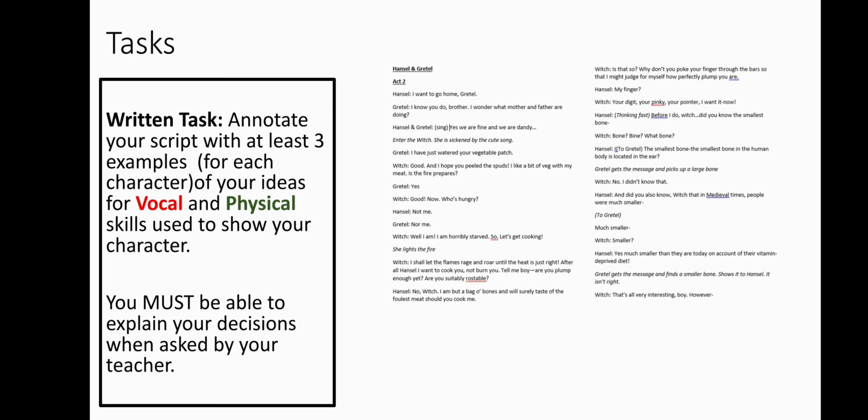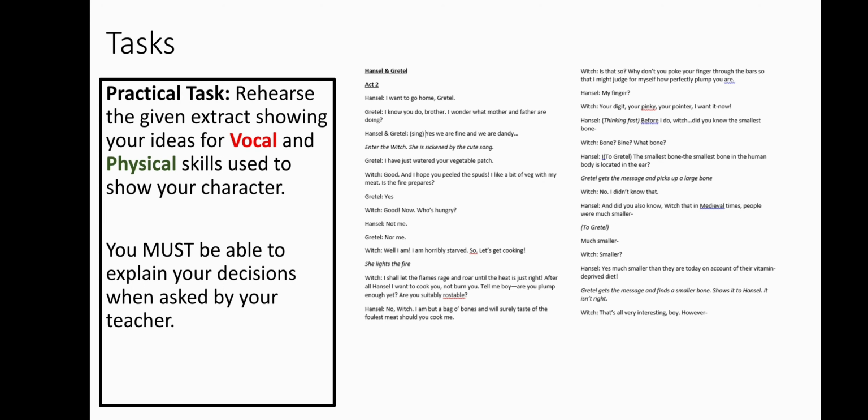Written task for those students who are not performing today. Read through the script again, then annotate your script with at least 3 examples for each character of your ideas for vocal and physical skills used to show your character. You must be able to explain your decisions when asked by your teacher. Look at the knowledge organiser at the front of your book to help remind you of the vocal and physical skills you should be discussing.